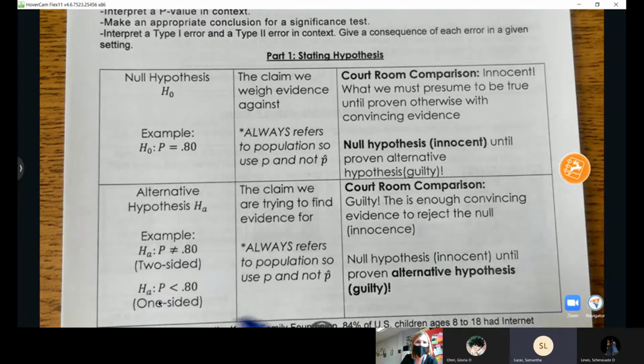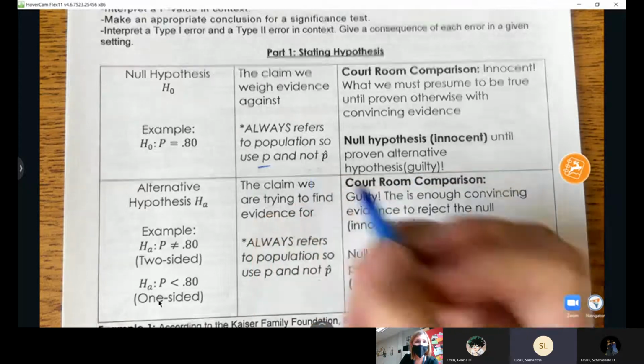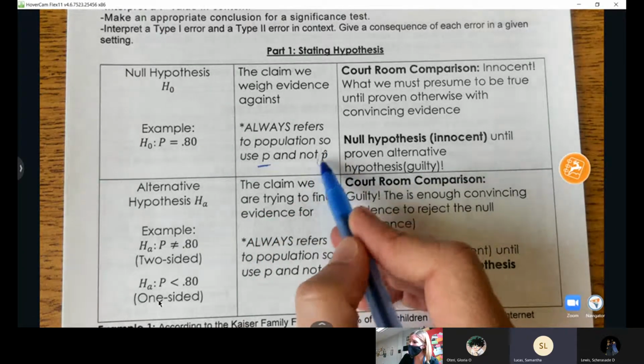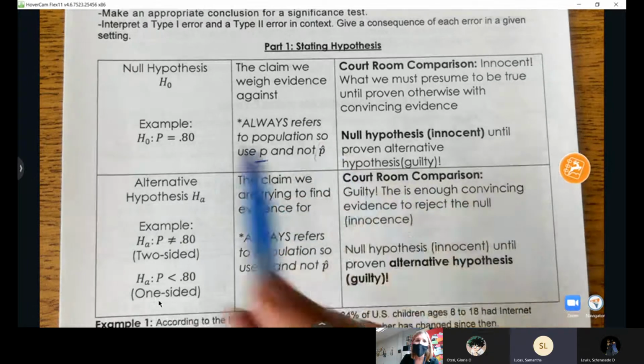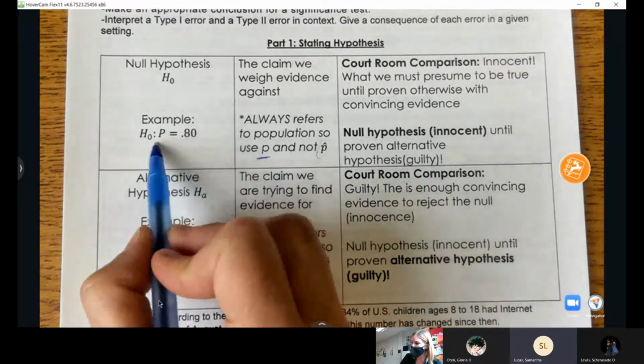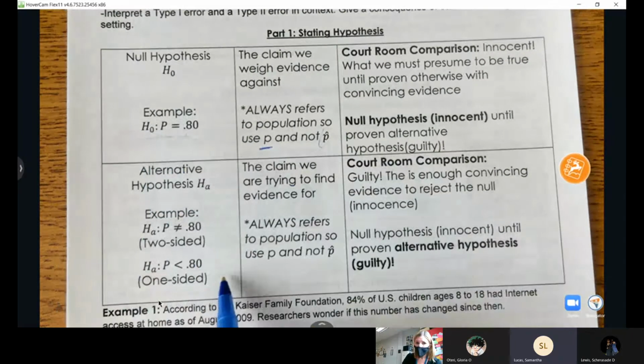So when you're writing hypotheses, you always want to refer to P and not P hat because we're referring to the population parameters. The sample just helps us figure out what the population is, but all of our hypotheses have to do with P. So our null hypothesis could be H null: P is equal to 0.8.